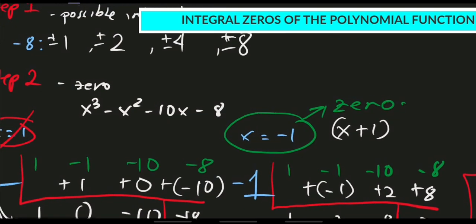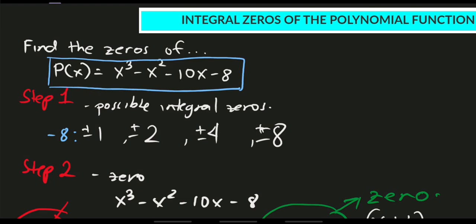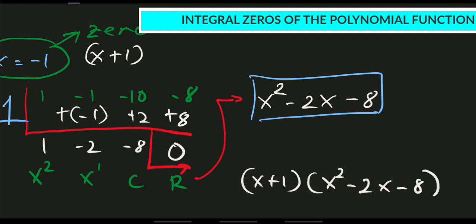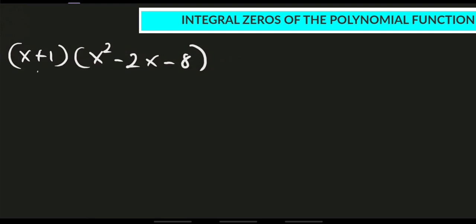So our original problem is p of x as x cubed minus x squared minus 10x minus 8. Since we have this value, the factor of our previous example is x plus 1 times our quotient, which is x squared minus 2x minus 8. So this will give us x as negative 1, which is the 0 of our problem.